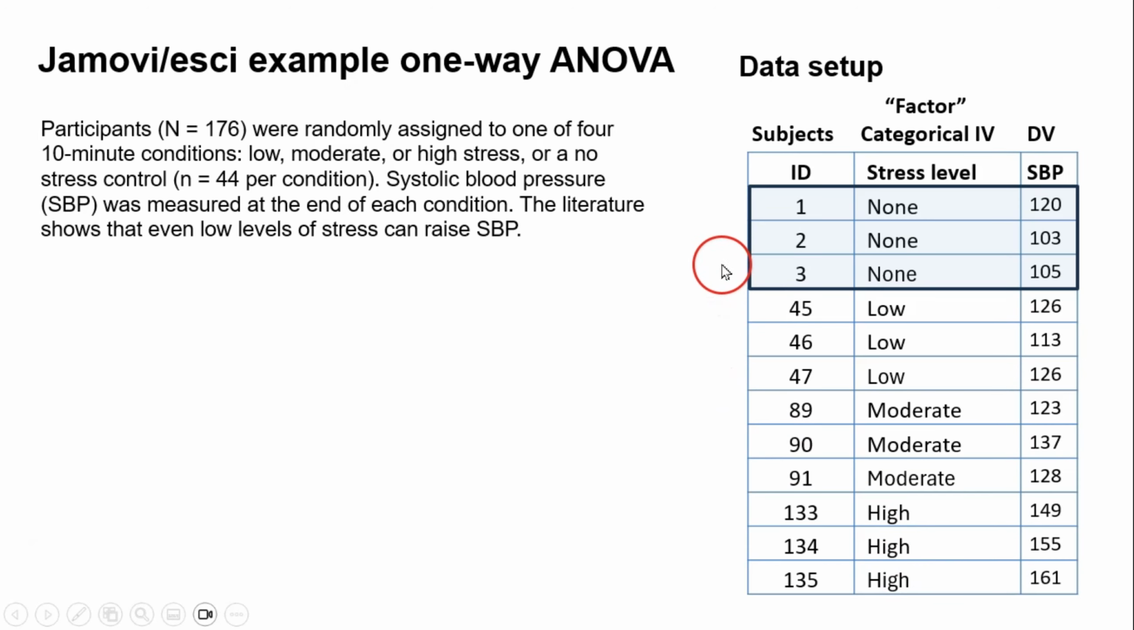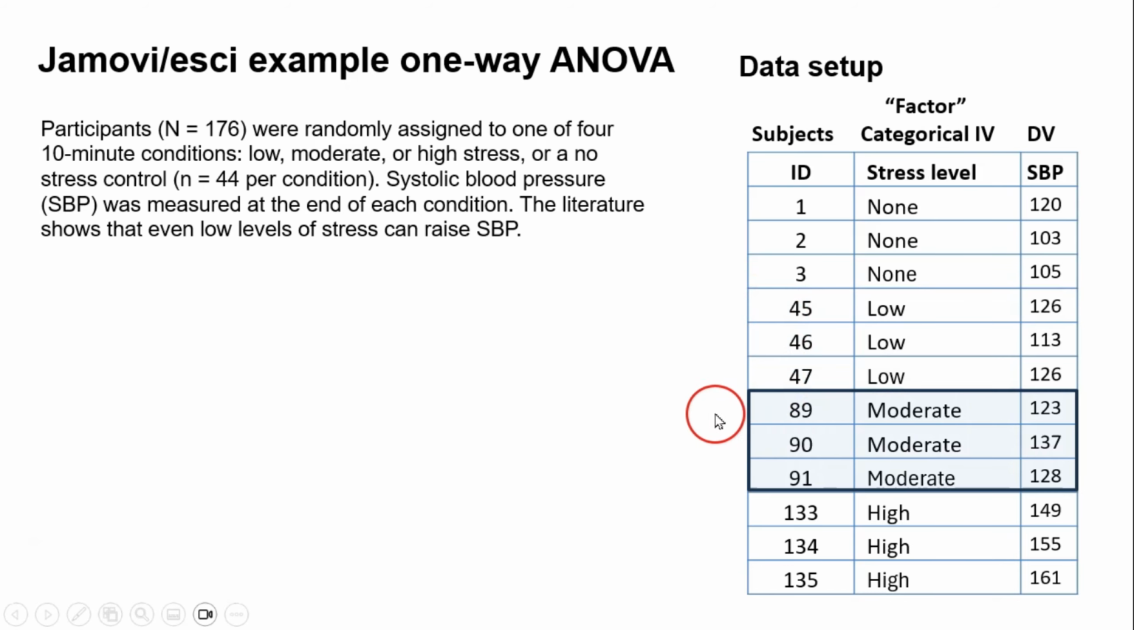So there's the first group, that's the none, that goes 1, 2, 3, dot, dot, dot, up to 44. Then the next group starts at 45 and goes all the way up to 88 for the low, and then the moderate would start at 89 and go all the way to 132, and then the last group would start at 133 and go all the way up to 176. So you would just put that information into Jamovi, and then in Jamovi you would do the following.